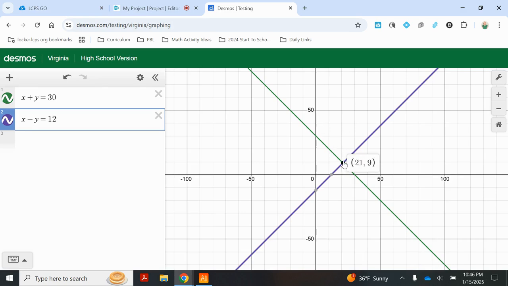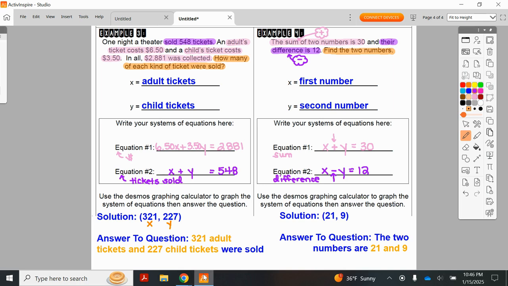Again, zoom around to see where they actually meet. Make sure you get that point of intersection, 21, 9. Putting that point down in our notes and then actually answering the question, I highlighted above in example 4 in orange that we need to find the two numbers. So the two numbers were 21 and 9. First number was 21, second number was 9.